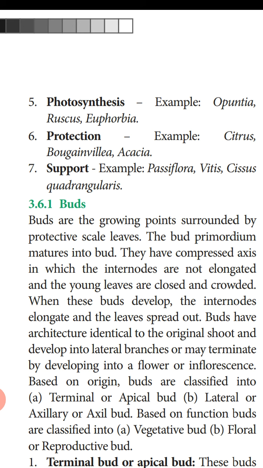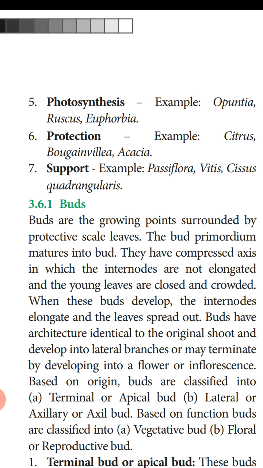As we have studied, the stem bears the buds. So here we are going to study next about the buds. Buds are the growing points surrounded by protective scale leaves. The bud primordium matures into a bud. They have compressed axes in which the internodes are not elongated and the young leaves are closed and crowded.